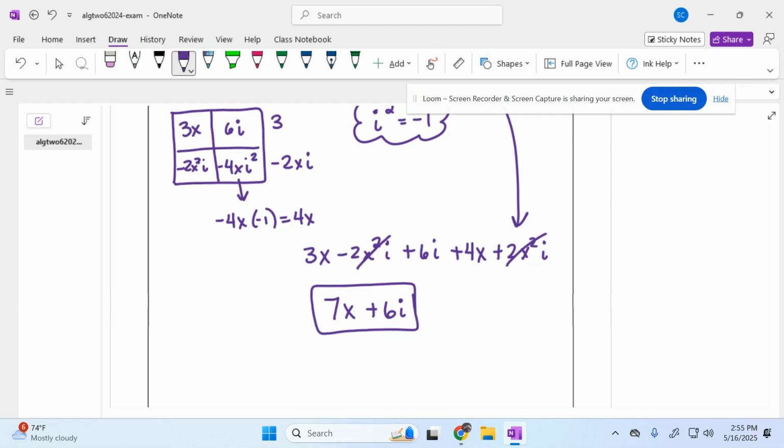So say, for example, you wrote 6i plus 7x. It's not that you're wrong. You wrote it in the wrong form. You're not getting both points for this 2-point question. So you got to be careful.